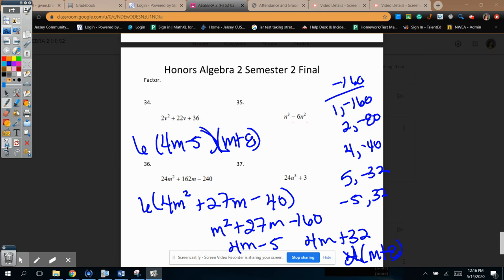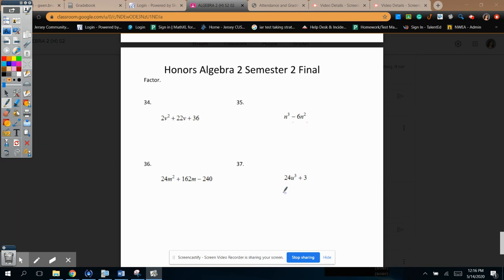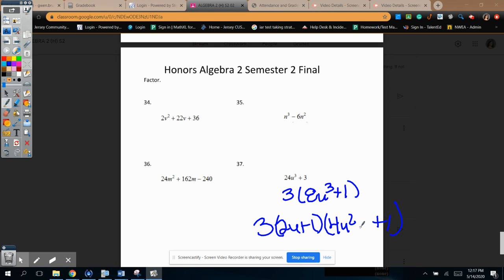Okay. And then this last one has a 3 in common, which would be an 8u cubed plus 1, and then that is a sum of 2 cubes. So it's a 2u plus 1 and a 4u squared, multiply the 2u and the 1, change the sign, which is the minus 2u, plus 1. Okay, there's some tough questions there, but that was just a review of everything.